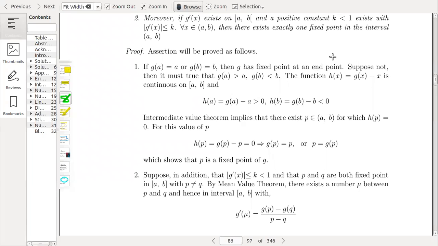That is why the intermediate value theorem shows that a root exists. The intermediate value theorem implies that there exists P belonging to [a, b] for which h of P is equal to 0. For this value of P, h of P is equal to g of P minus P equal to 0, and this implies g of P is equal to P, or P is equal to g of P, which shows that P is a fixed point of g.